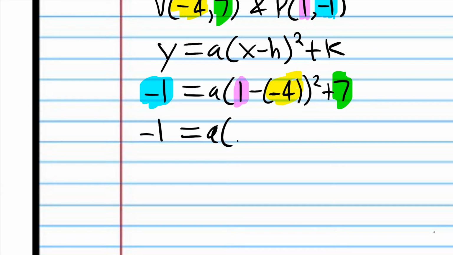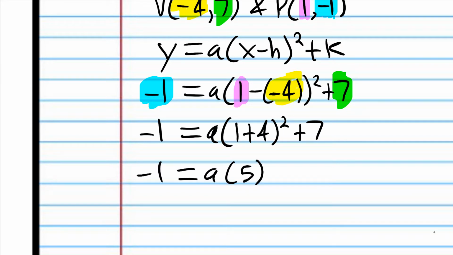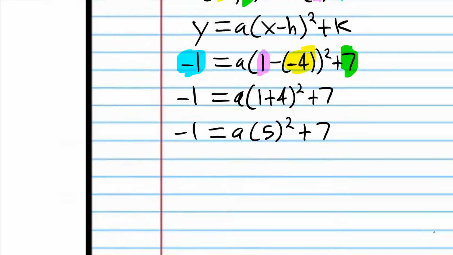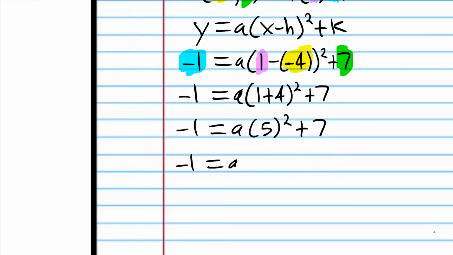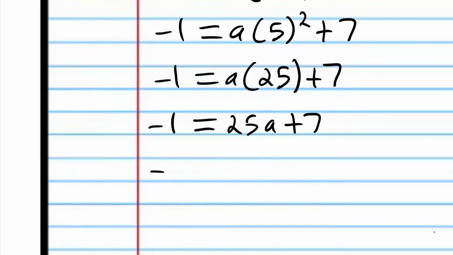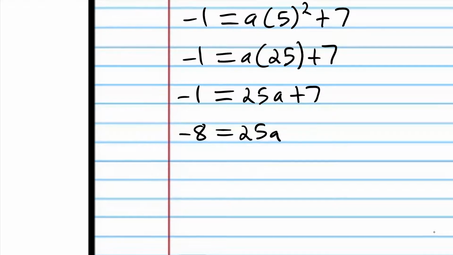And now we just solve for a. That's a double negative, so we have 1 plus 4 squared. And 1 plus 4 is 5. And 5 squared is 25. And put the 25 in front of the a. And subtract 7 from both sides. Divide both sides by 25, and we get negative 8 over 25 is equal to a.